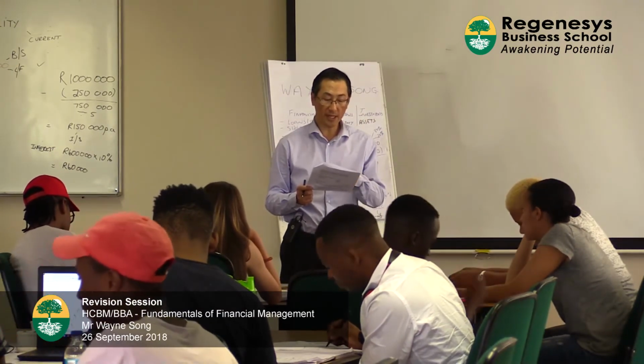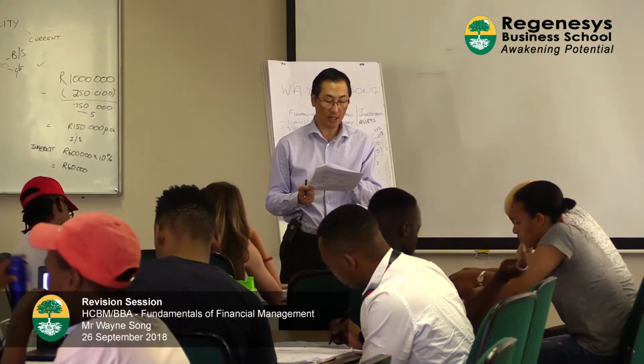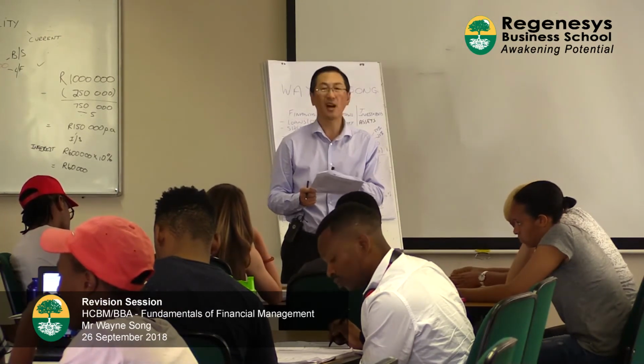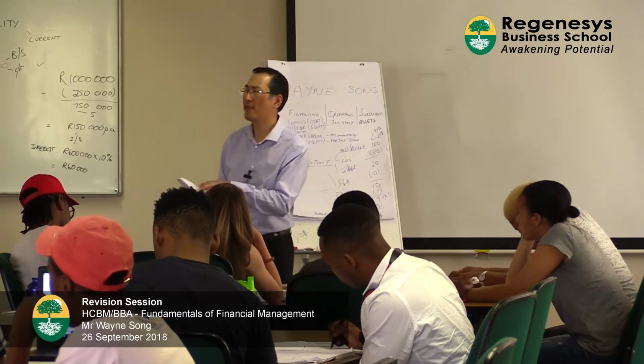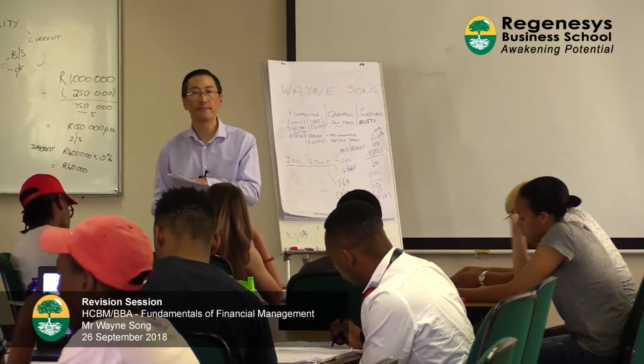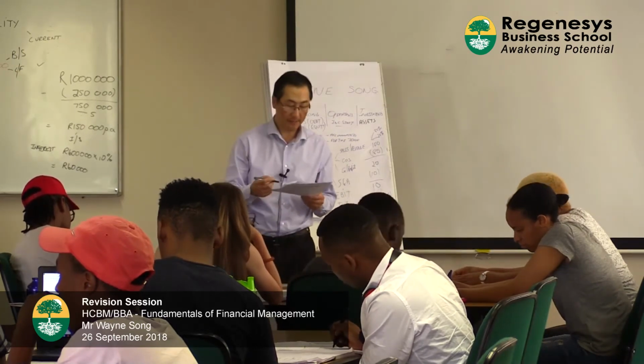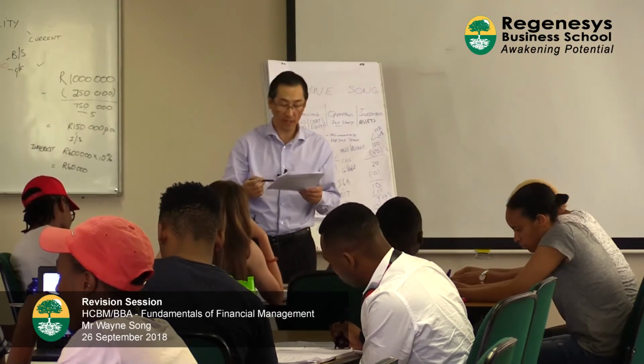Question 2.1 is depreciation, straight line and diminishing balance. I think you'll find that one pretty straightforward. Everyone on the same page? Okay with that one? Quite a few examples we've gone through on that.